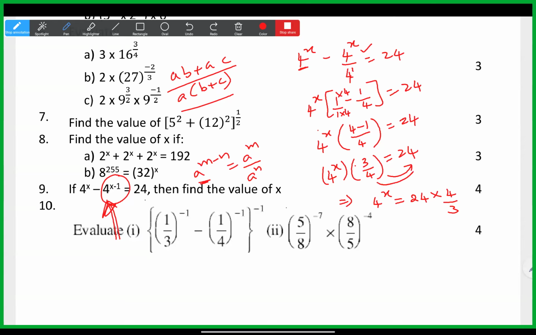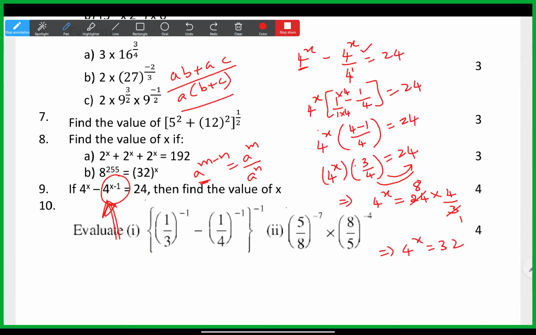Yes, sir. Okay. So divided means it will be the reciprocal, it will become 4 by 3. Now 3 ones are 3, 8 threes are 24. So what is the next step? On the left side we have 4 power x. On the right side, 8 fours are 32.